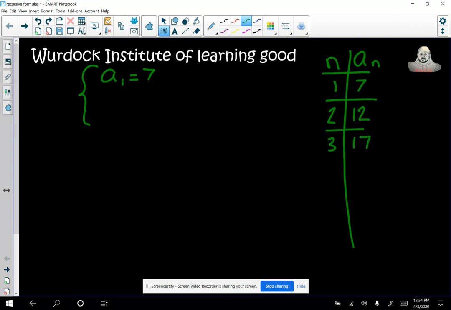This is kind of how our mind operates. We see this information and we're like, oh, start at 7, add 5. So here's the algebraic way to say start at 7. That's what this means. And then now to figure out any term, this is the nth term. Take the one before it, which is the n minus first term, and add 5 to it. All right, I hope that sits well.